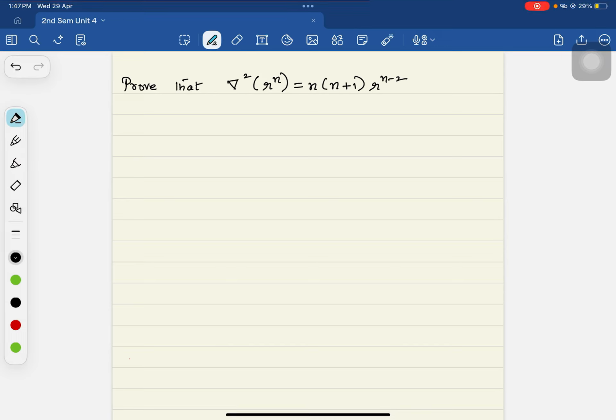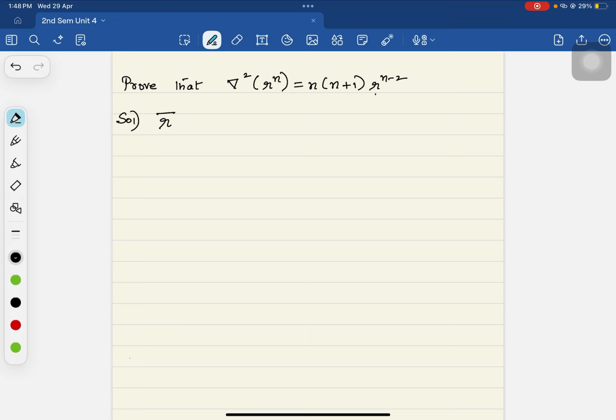This is a very important question from the examination point of view for R25 JNTU H examinations. This is in Unit 4, Vector Differentiation. So the question is like this. Prove that del square of r power n is n times n plus 1 times r power n minus 2. To show this, first of all, let us write down what r means.